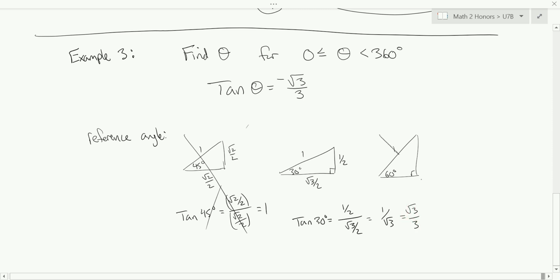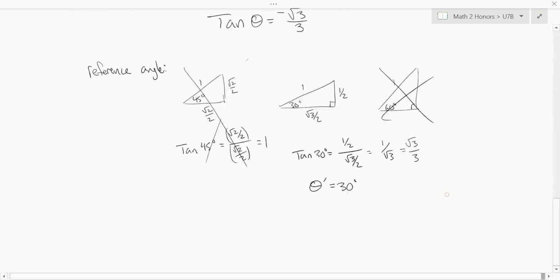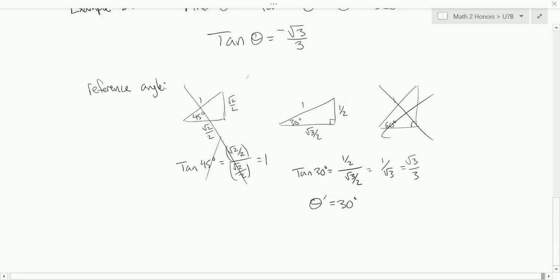So therefore, I know 30 is my reference angle, right? With tangent, it's a little more trial and error to find that reference angle until you're comfortable. Eventually it won't be. You'll see it so many times and you'll know. But until you're there, you're going to use trial and error. So then tangent's negative, and you have to locate what quadrant I should put this reference angle in to get a negative tangent.